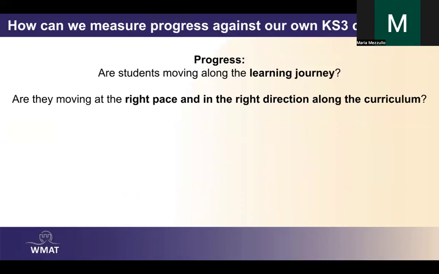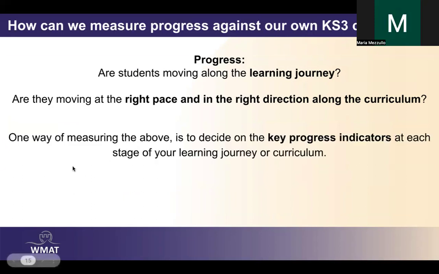Okay, so I said at the beginning, when we're measuring progress, we're thinking about, are the children moving along that learning journey? But not just are they moving along it, are they moving along it at the right pace? Are they going in the right direction? Are they going at the right speed? Whatever analogy you want to use, okay? And are they going where you want them to go as quickly as you want them to go, okay? And that's what we're doing when we're assessing. We are measuring that, okay?